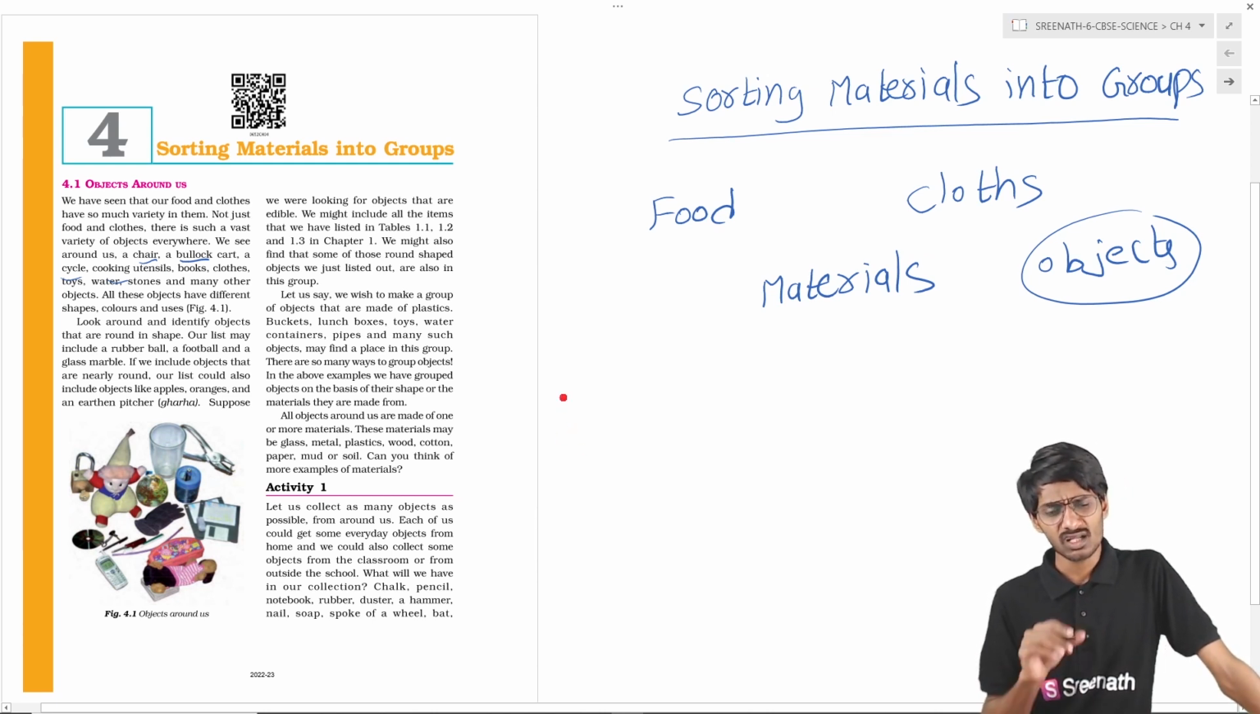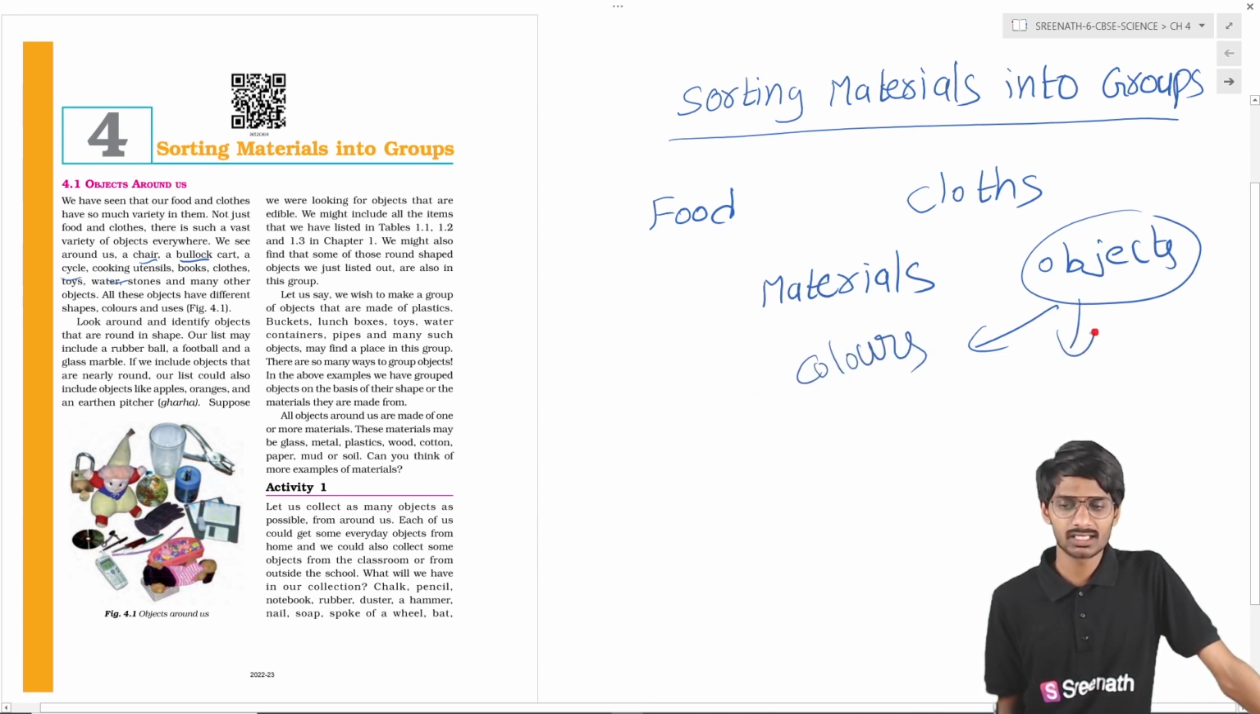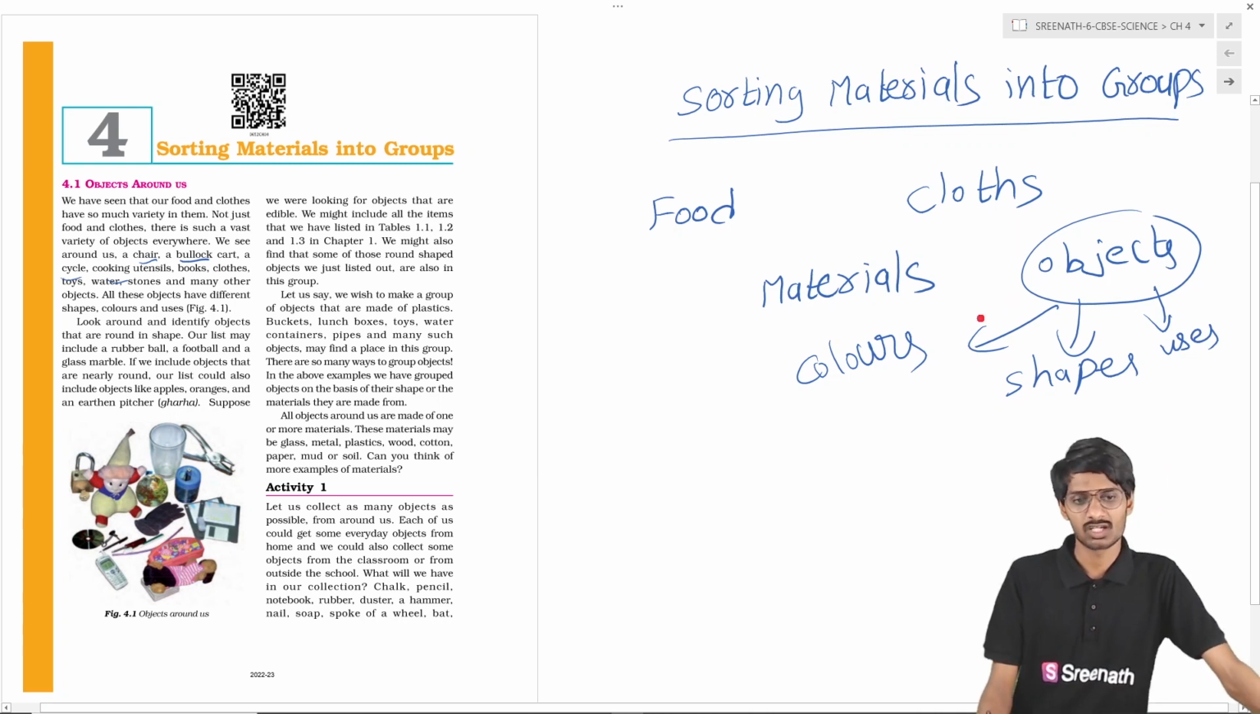All these objects have different colors, and they have different shapes also, and they are prepared for different uses, for different purposes. These objects are there, students.